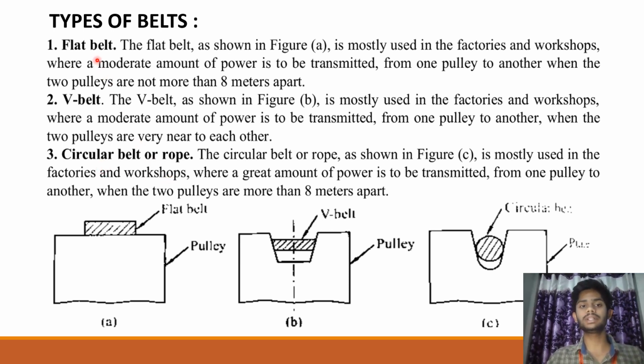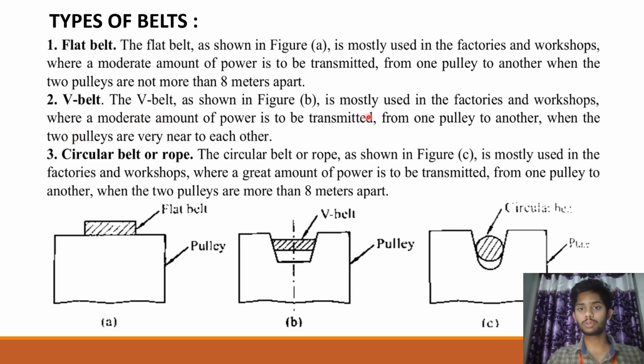So flat belt means it is mostly used in the factories and workshops, where a moderate amount of power is to be transmitted from one pulley to another when the two pulleys are not more than 8 meters apart. So this is the flat belt you can see here. And then next, V belt.